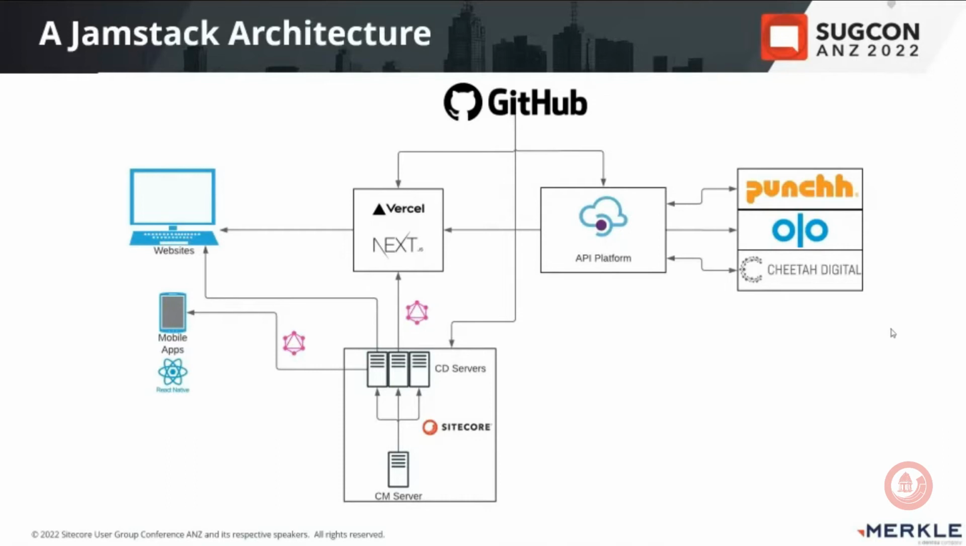Focusing on the right side of that picture, we have an API or a middleware. We talked about Jamstack, so JavaScript, API and markup. The API portion of that was hosted in Azure using Kubernetes, and that took care of proxying and abstracting those calls to our third parties, which in our case were Punch and Olo and Cheetah, but quite honestly, what the third parties were really doesn't make a difference for this. But at a really high level, that's our architecture.